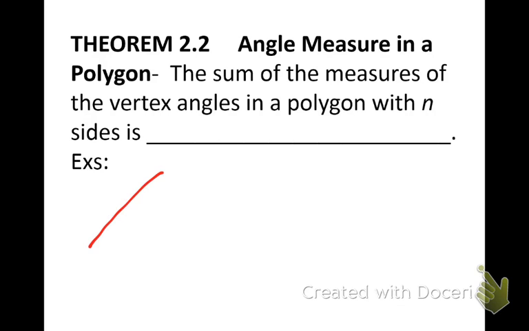I'm going to draw a pentagon. How many triangles can I divide this pentagon into by connecting diagonals or non-consecutive vertices? How many triangles could I split it into?